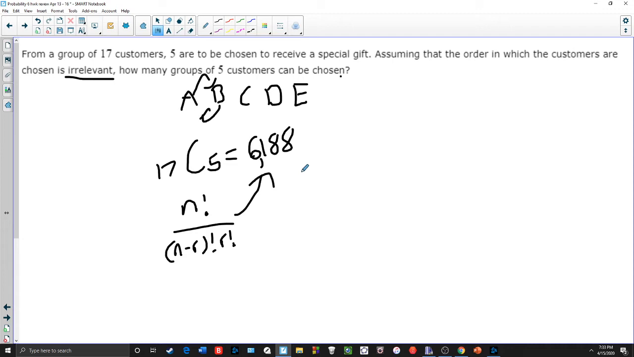This really doesn't do well in terms of a list format because the order is irrelevant. So it's a little bit harder to do that in terms of a list. So usually we stick to either using 17C5 or using the factorial formula.